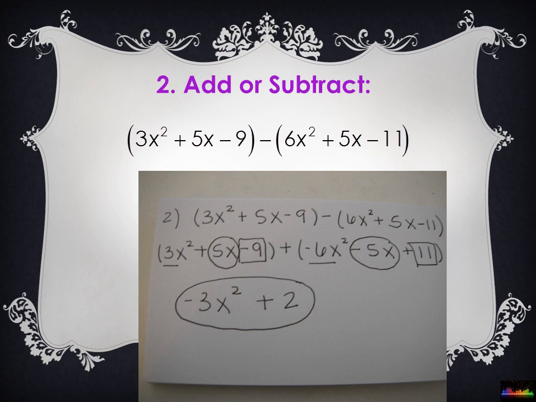Positive 3x squared plus negative 6x squared will equal negative 3x squared. Then you have 5x plus negative 5x. That goes to 0. Then you've got negative 9 plus 11, which is equal to a positive 2. When you change your sign to addition in the middle and change every sign to the right of that, you give yourself less chance of making a mistake.